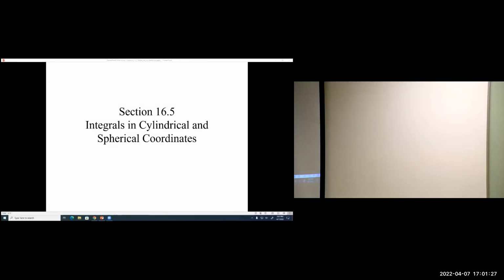So just like we talked about with double integrals, sometimes they're easier to do in polar. Triple integrals are sometimes easier to do in cylindrical or spherical, which are coordinate systems we looked at earlier this semester. So we're just going to very quickly review those and then look at a couple of examples.